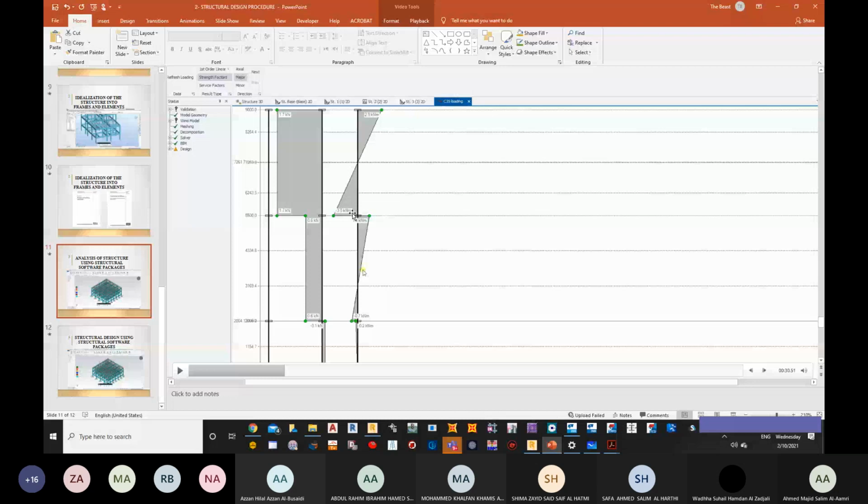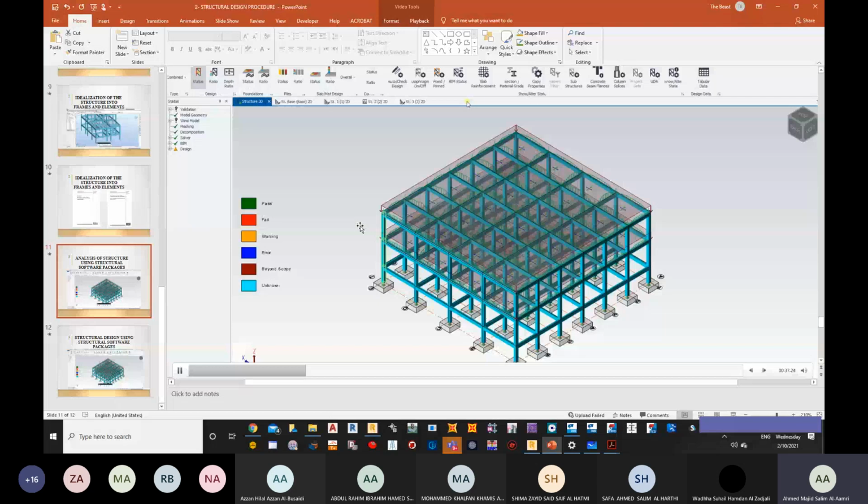Okay. So this is the major bending moment, meaning in one direction. In the other direction, this is going to be the bending moment as well. Okay. Now for the beam as well, we can get the internal forces.